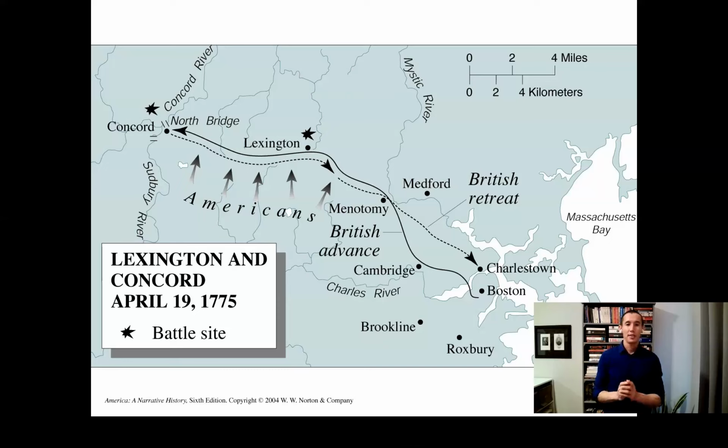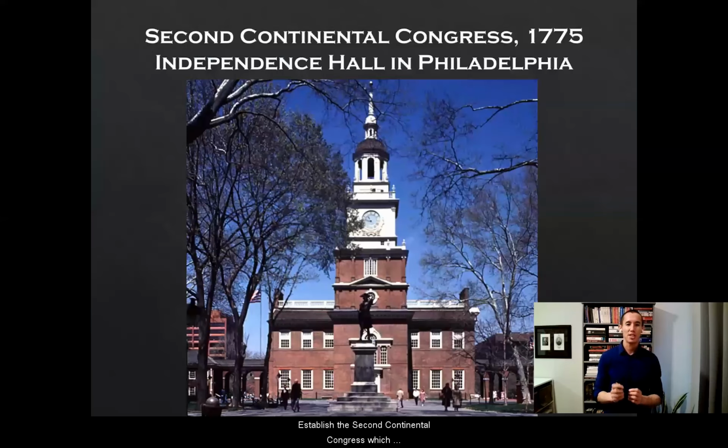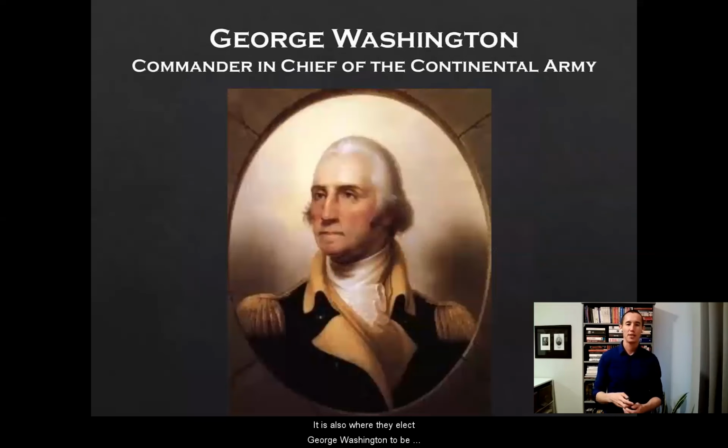Once the war started, the colonies established the Second Continental Congress, which will be the unofficial government, which will effectively be the government of the colonies for the first part of the American Revolution. That is also where they elect George Washington to be commander-in-chief of the Continental Army, send diplomats overseas, especially to France, to try to get assistance. And they will also issue the Olive Branch Petition, where they will say, please go back to the way things were in 1763.